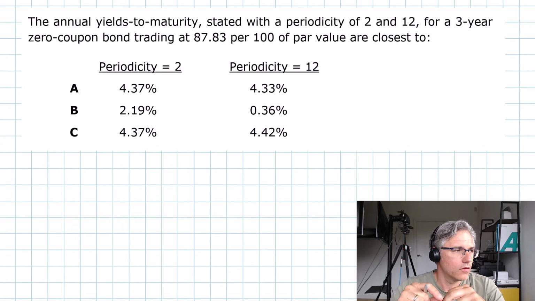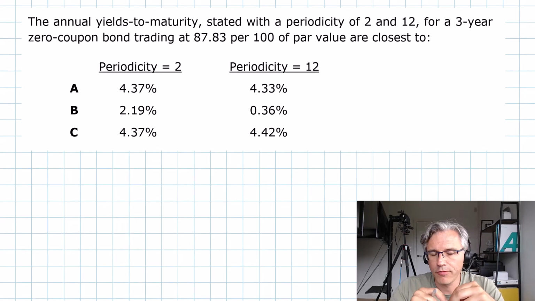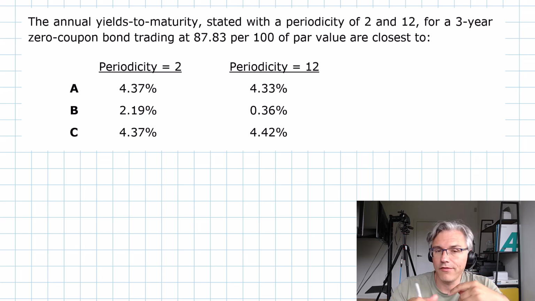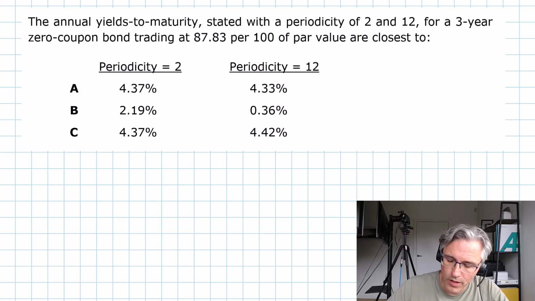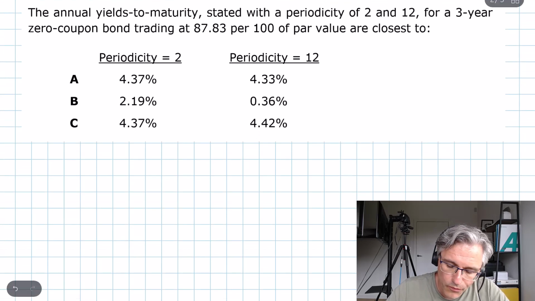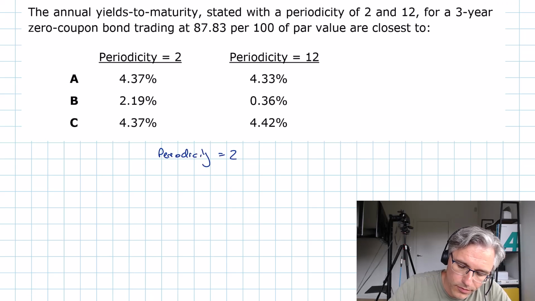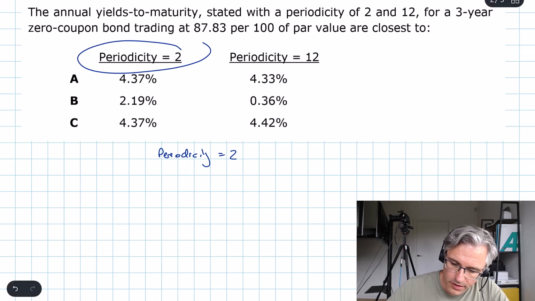So the thing is, if you are presented with a zero coupon bond, or indeed something called a strip bond, which I'll tell you about in just a moment, you will have to be given a periodicity to use to compute the YTM, the yield to maturity. Once you're given a periodicity, you can do the computation. So let's start off with a periodicity of 2, which is the first one on the left-hand side over here.